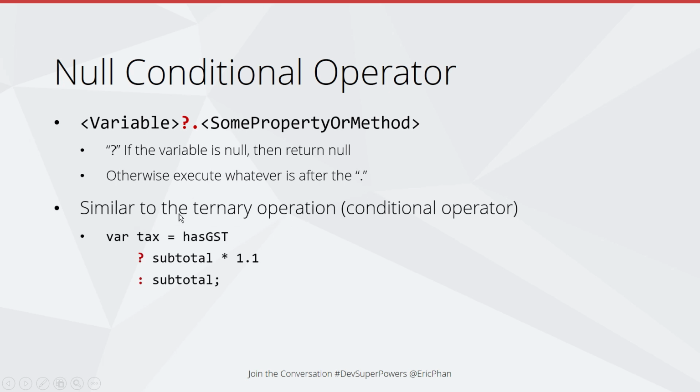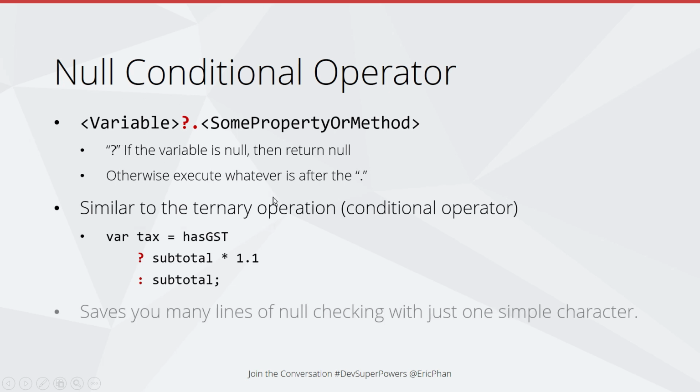Okay, it's very similar to the ternary operator or conditional operator, where basically you have a Boolean statement. For example, has GST? If it does, question mark, do times 1.1. Otherwise, subtotal. So if you're familiar with that ternary operator, you'll quickly get used to the null conditional operator. And it saves you a lot of lines of null checking.